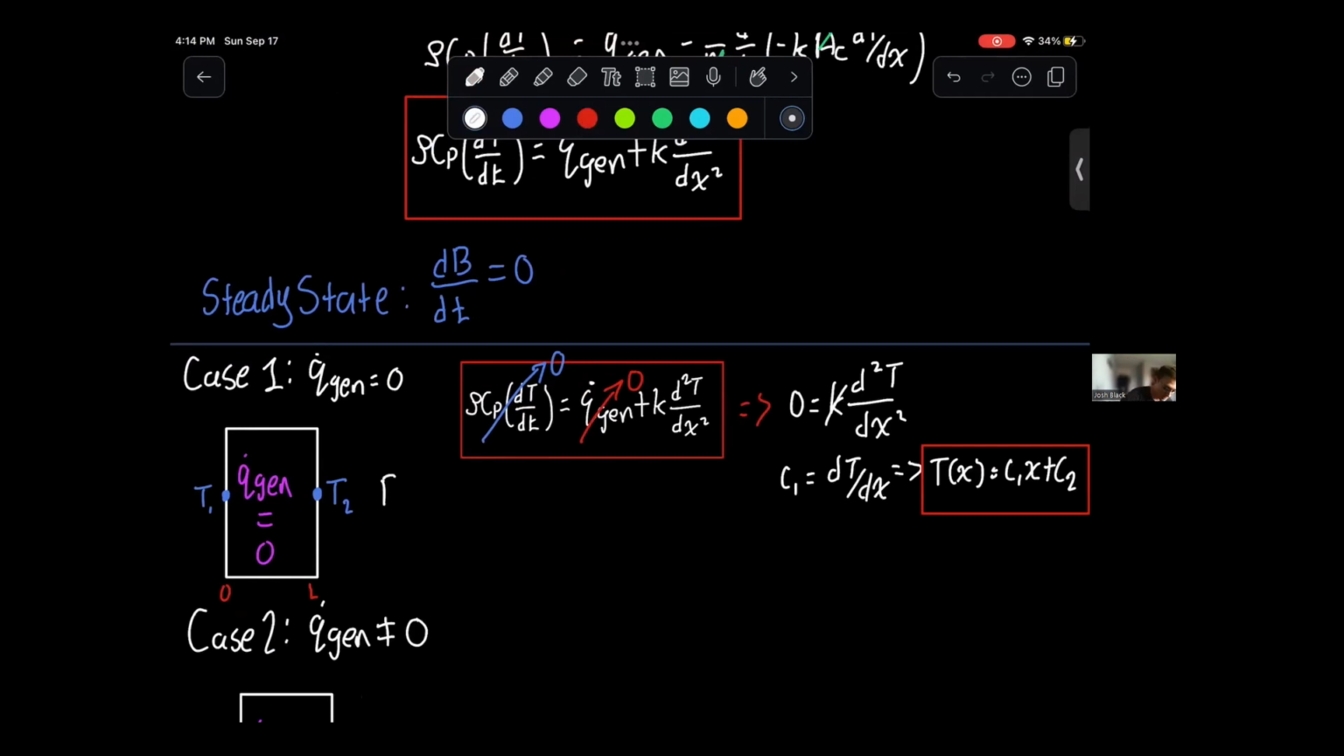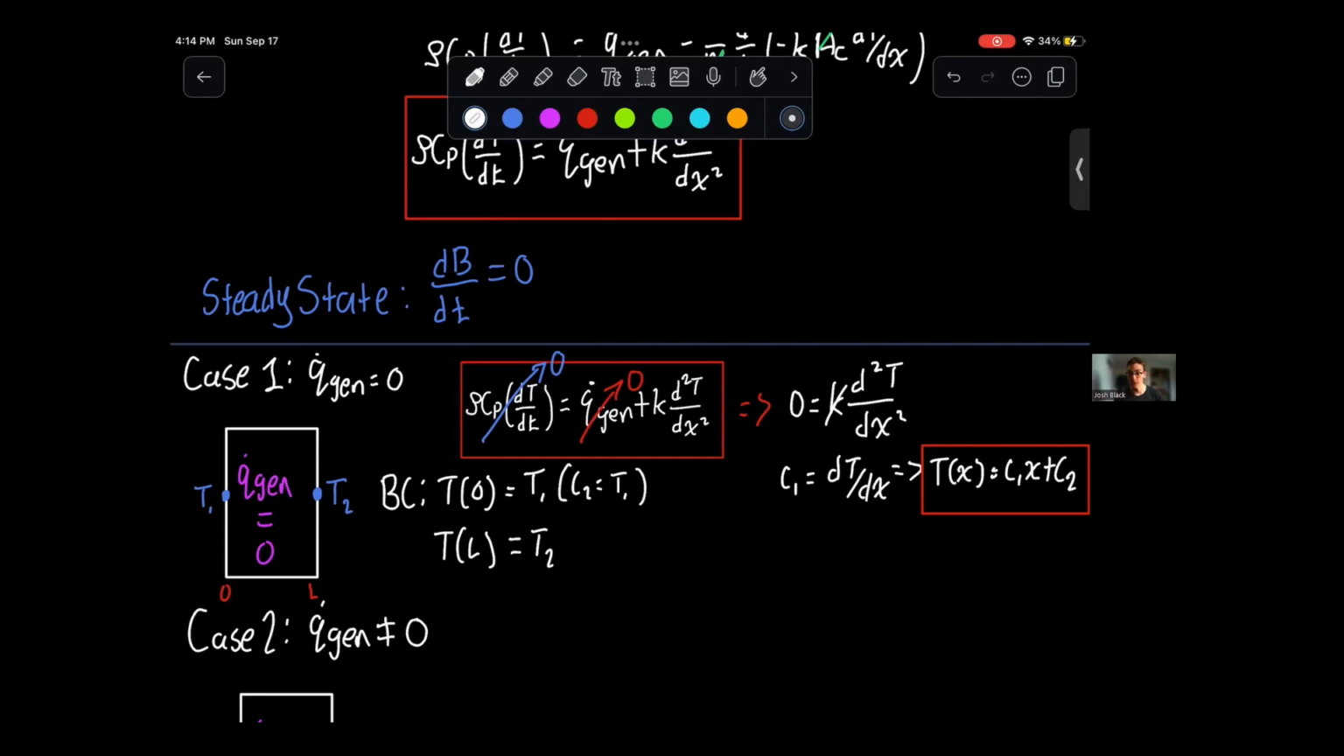Now our boundary conditions say that when x is equal to 0, we're going to have T1, and when x is equal to L, we're going to have T2. Now when we plug in 0 to our equation, we're going to find out that C2 is equal to T1.